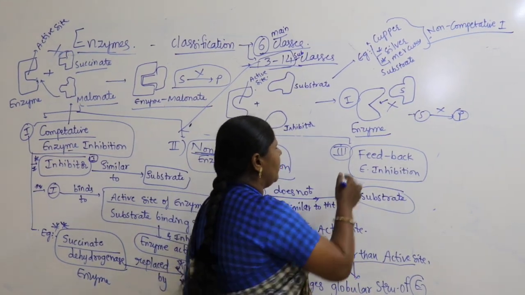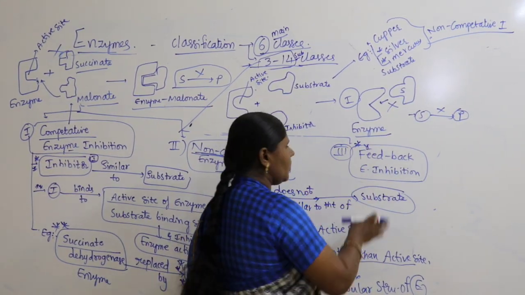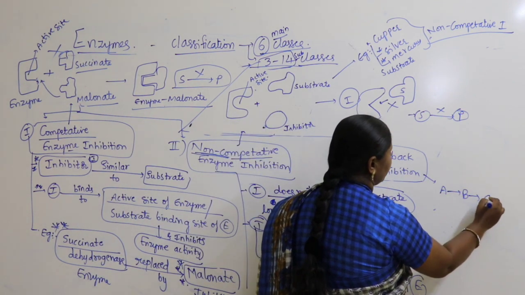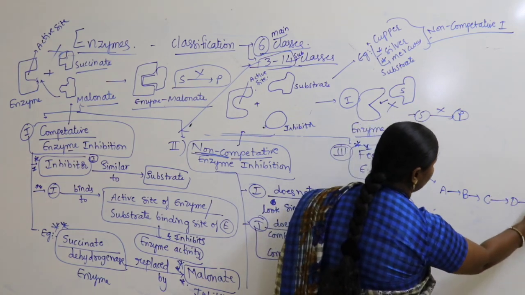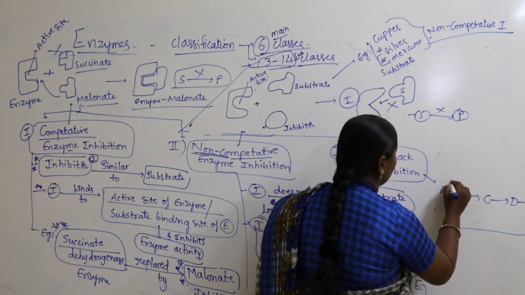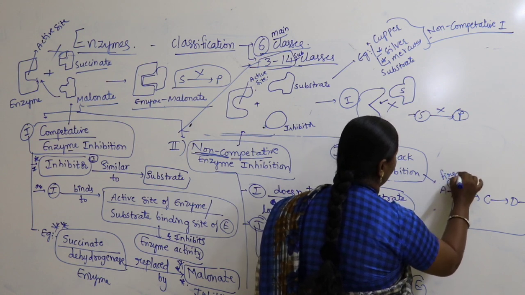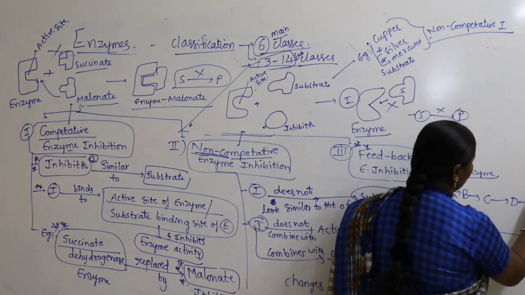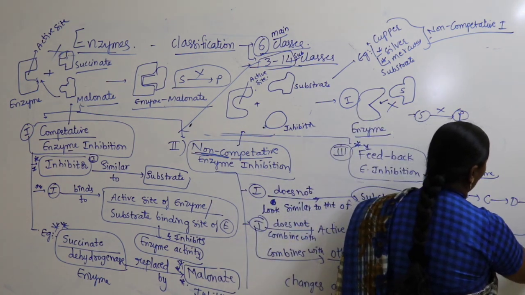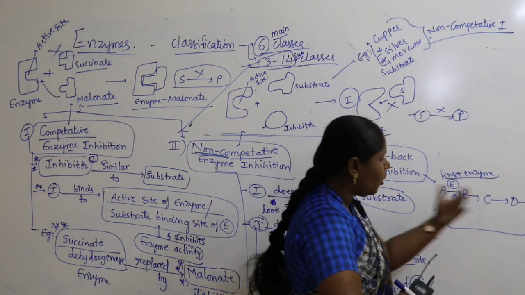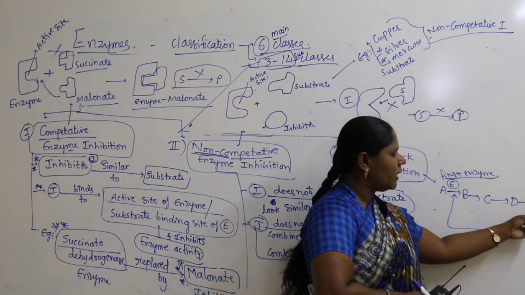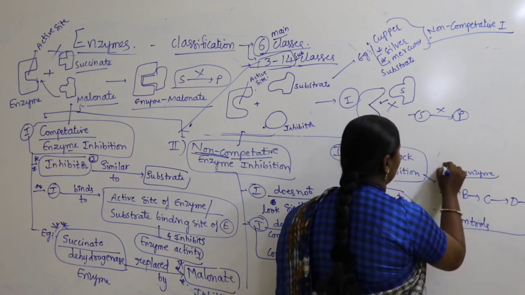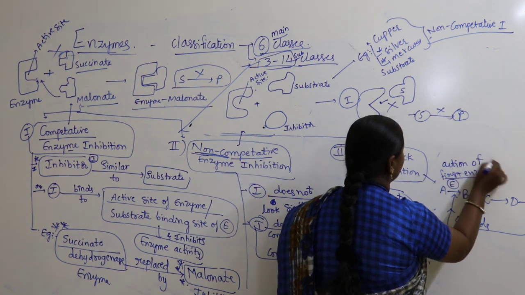Now let us go with feedback inhibition. In feedback inhibition, let us take that A is giving rise to B, B is giving rise to C, giving rise to D, giving rise to E. E will affect the first enzyme of the reaction. What does it mean? The end product, what's produced here, is beyond the limit of concentration. The end product itself controls the action of the first enzyme.